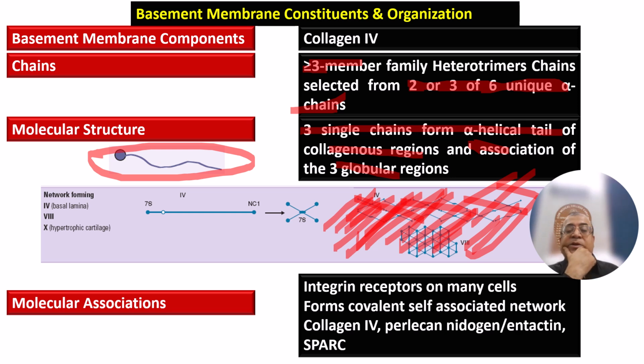There is molecular association by integrin receptors of many cells, forming covalent association. The other one, laminin, was non-covalently attached, and here these have got covalent association, and they are self-associated, and they also associate with collagen 4, perlecan, nidogen, entactin, and SPARC, that is secreted protein, acidic and rich in cysteine.